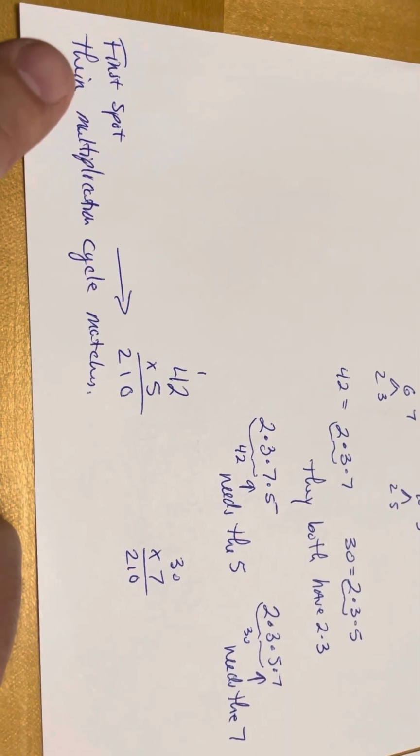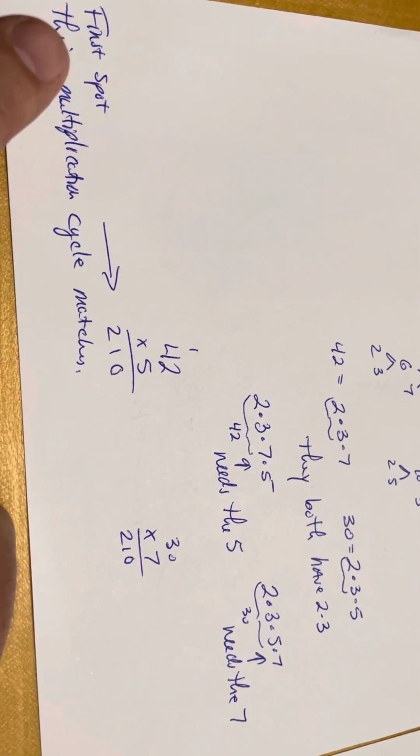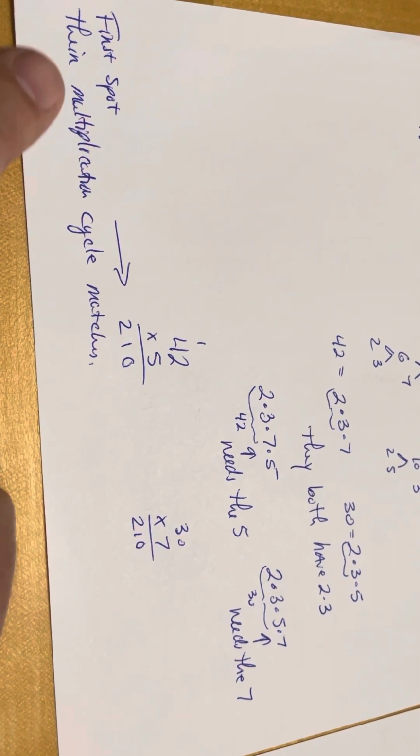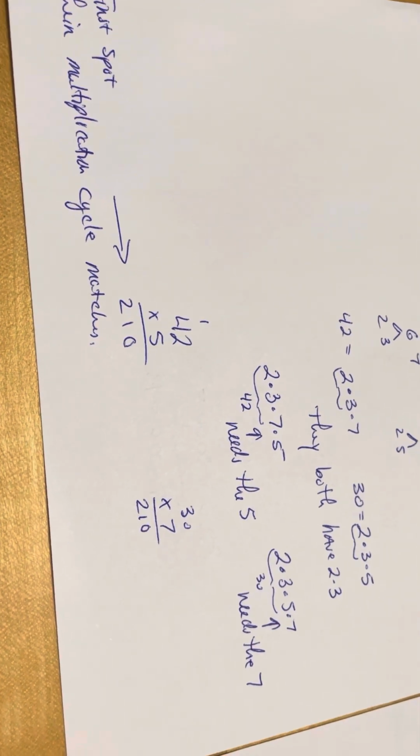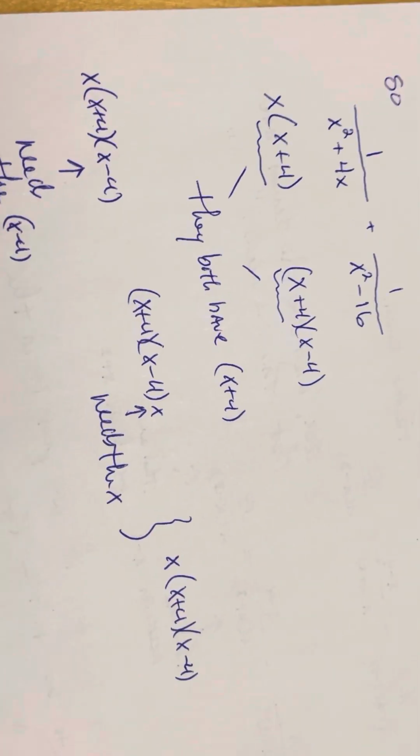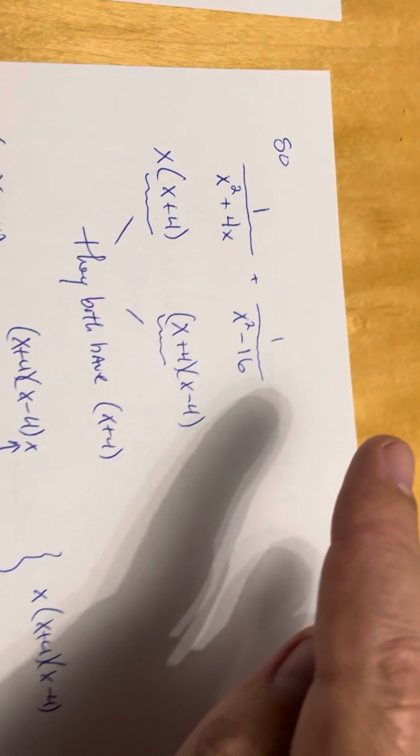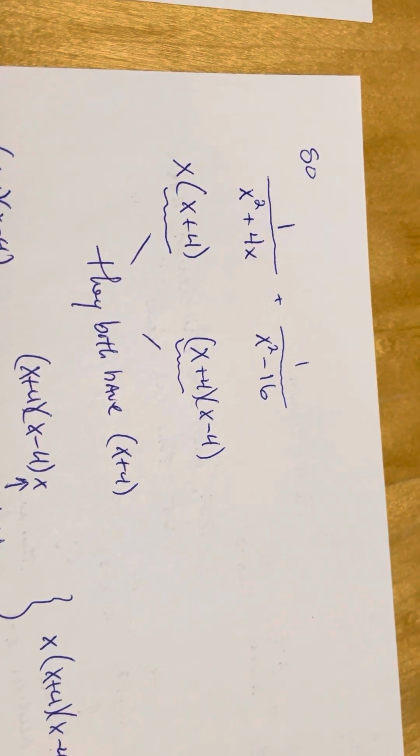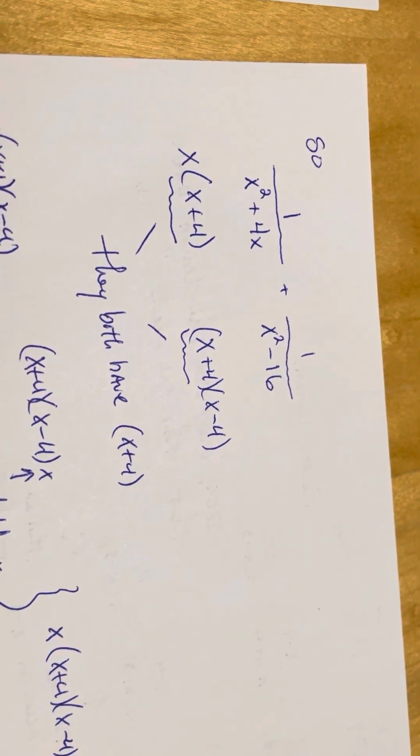So there's this terminology that gets used at times, but let me just sort of use it, and hopefully you're okay with that. So the first spot their multiplication cycle matches is at the 210. I'm going to travel up over here, and I'm going to use that same rationale. I'm just trying to find the common denominator. I'm not doing anything else with the fractions. But suppose we were adding 1 over the quantity x squared plus 4x and 1 over x squared minus 16.